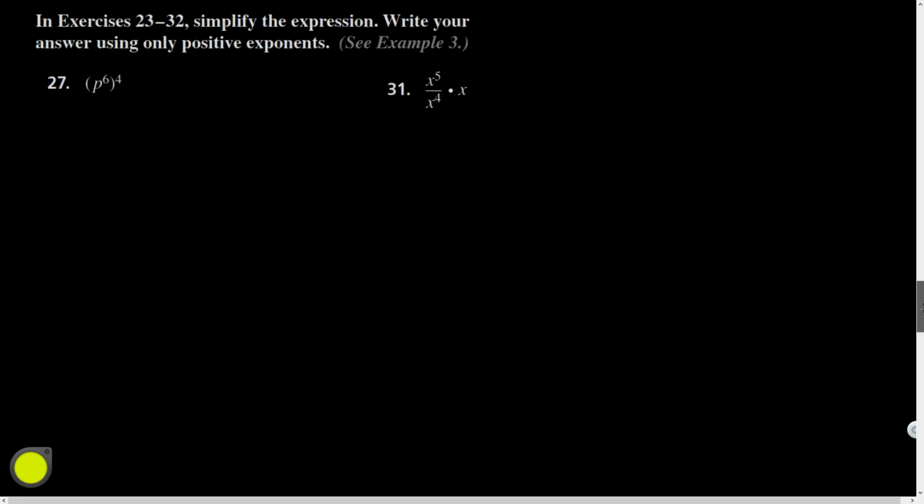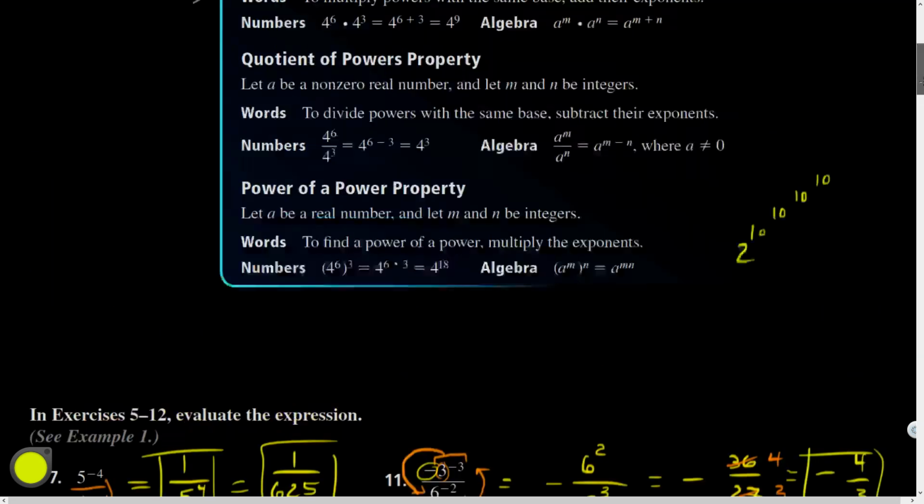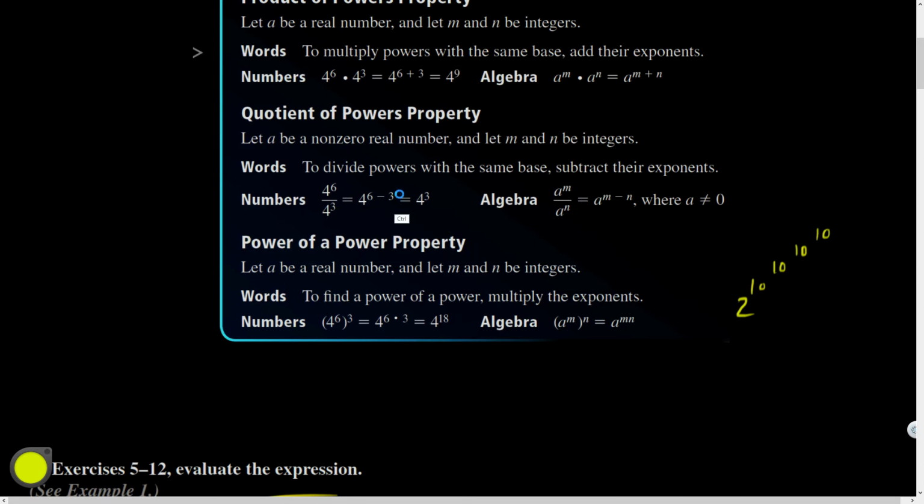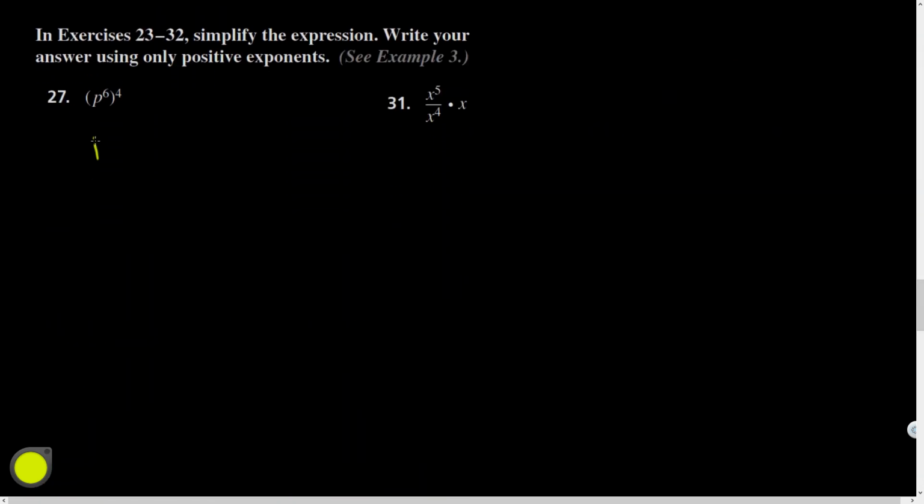All right. Last couple problems for today's video. And this was the new property here, the last one. We didn't have a lot of time to talk about it. p to the 6th to the 4th. Using the power of a power property. You multiply the exponents. That's all you got to do. So that's going to be the same as p to the 6 times 4. You don't even have to write that step out. I'm just writing it out so you guys can see where it comes from. Here's p to the 24.